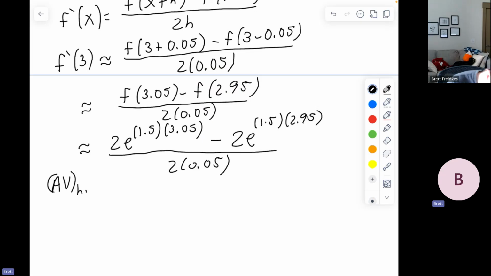And I'll label this as the approximate value for h1. And this ends up being approximately equal to 270.304638.